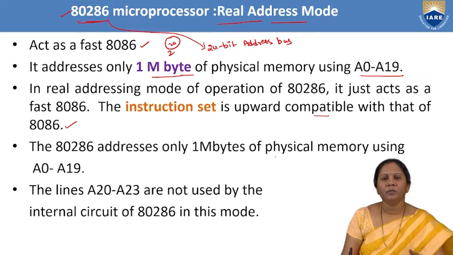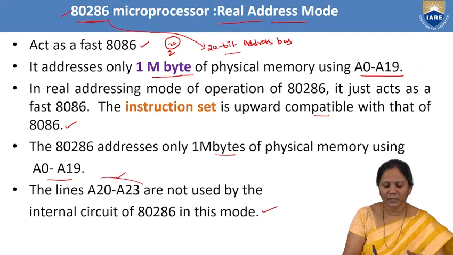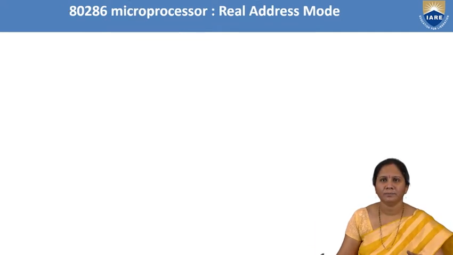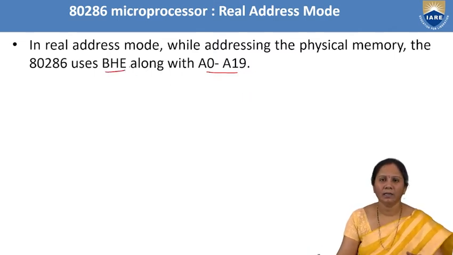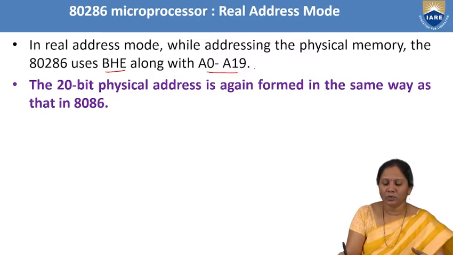Now, when it is operating in the real mode, it uses only 20 address lines and 1 MB physical memory. Whereas the address lines from A20 to A23 are not used by the internal circuit of 80286 microprocessor in this mode, because here the address bus size is 24-bit. When it is operating in this mode, these address lines will not be used. So it is going to use only A0 to A19 by using this BHE signal. Here BHE represents bus high enable. So that is why it is using only 20-bit address lines. So only 20-bit physical address will be generated, same as we have discussed in 8086.